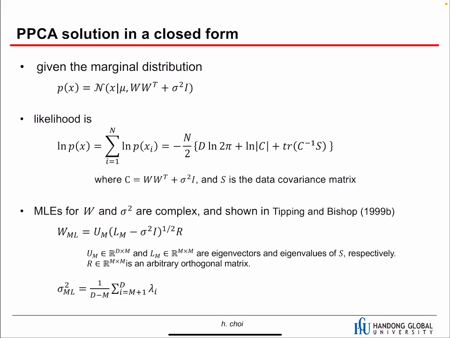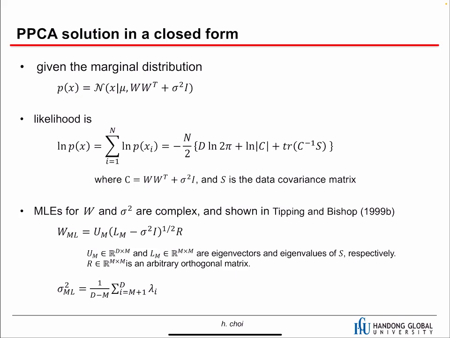So in the previous slide, we talked about the maximum likelihood estimate for the mean, mu. And we have mu, which is simply the sample average. And now we're interested in W and sigma square. These two parameters can be estimated based on maximum likelihood estimate, but it's not as simple.